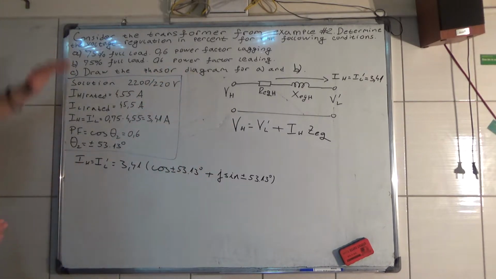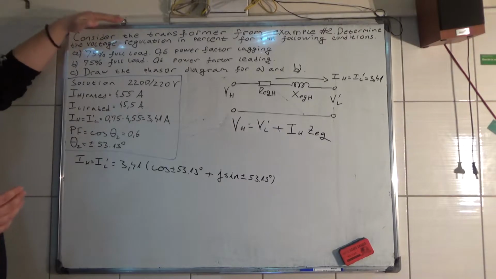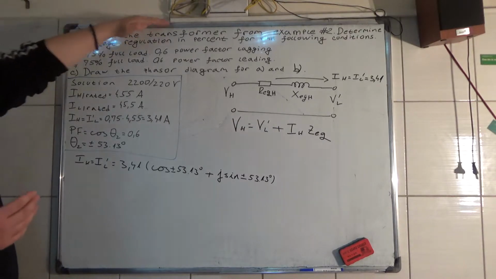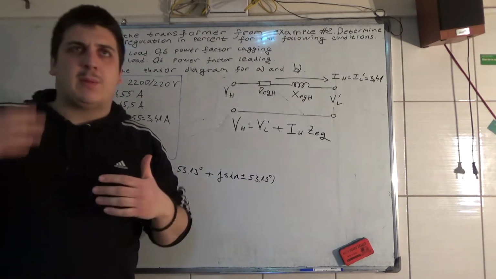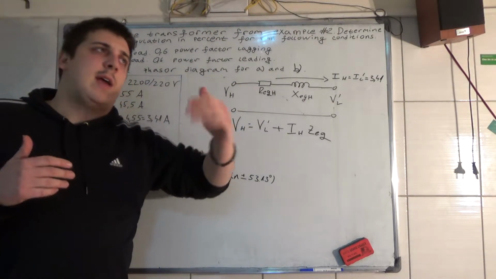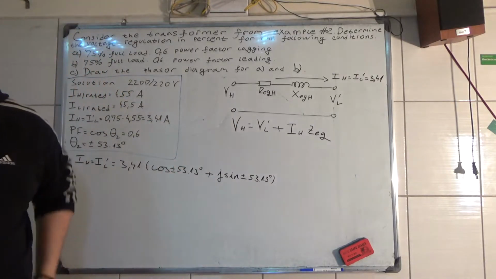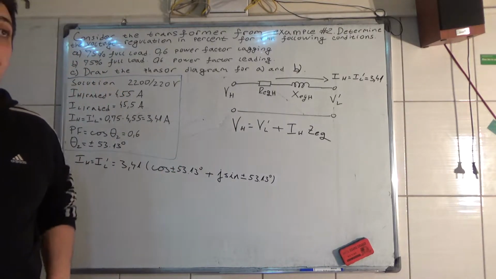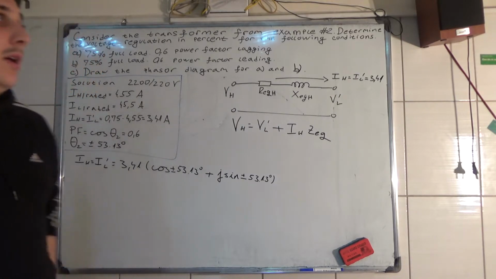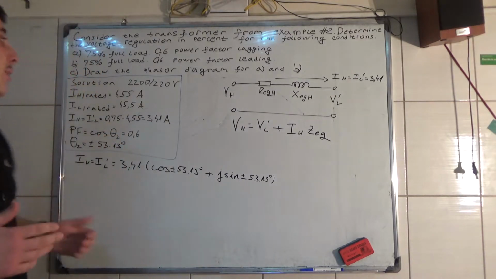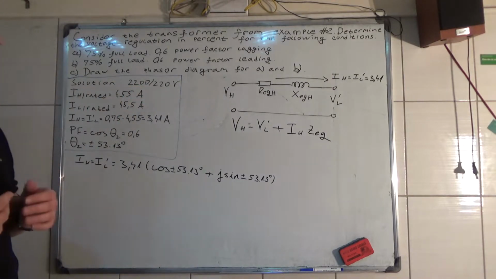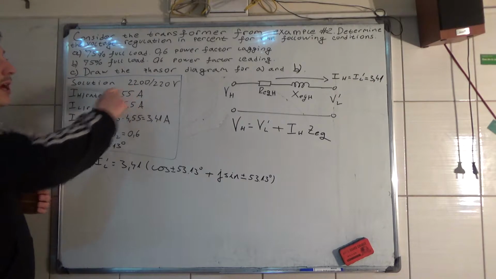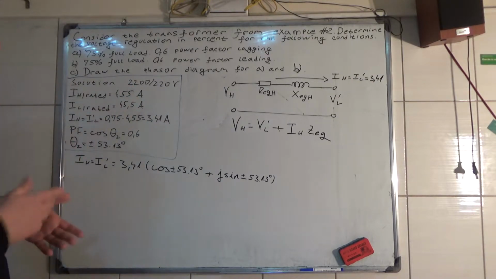Now, the example says consider the transformer from example number 2. If you didn't watch the video from before the previous one, I did an example and we had a transformer with some ratings. For example, this was the first: a 10 kilovolt ampere transformer. It had 2200 volts on the primary side, 220 volts on the secondary side.